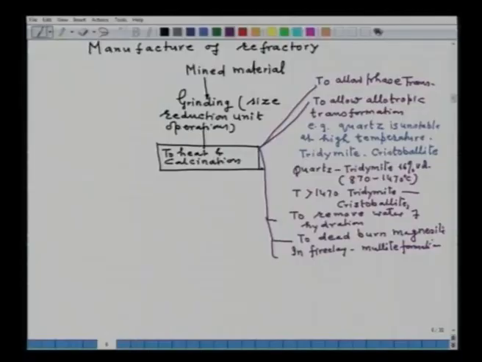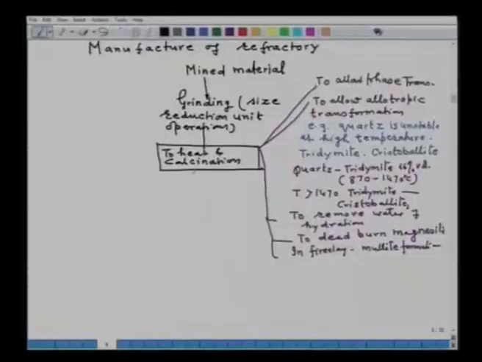So, in the pre-treatment stage, care is to be taken so that the mullite also forms, because mullite is a phase which is resistant to slag, as well as imparts high temperature strength to the refractory. After heating and calcination, we now have a material which is processed further.